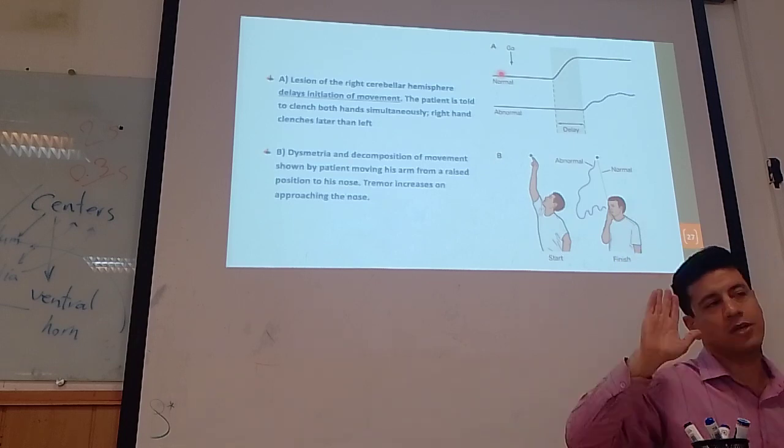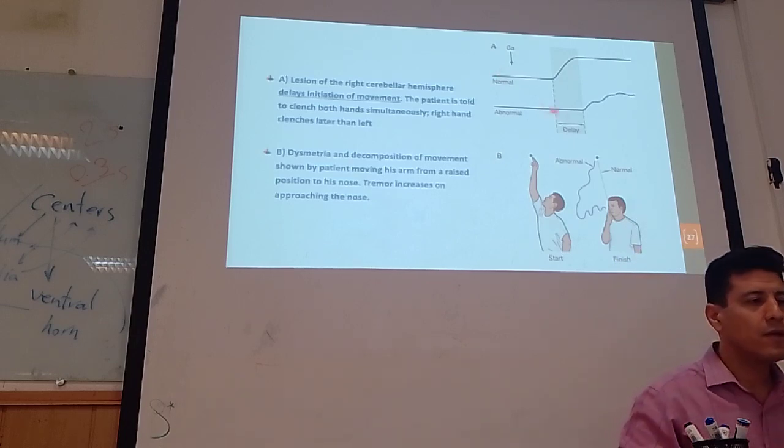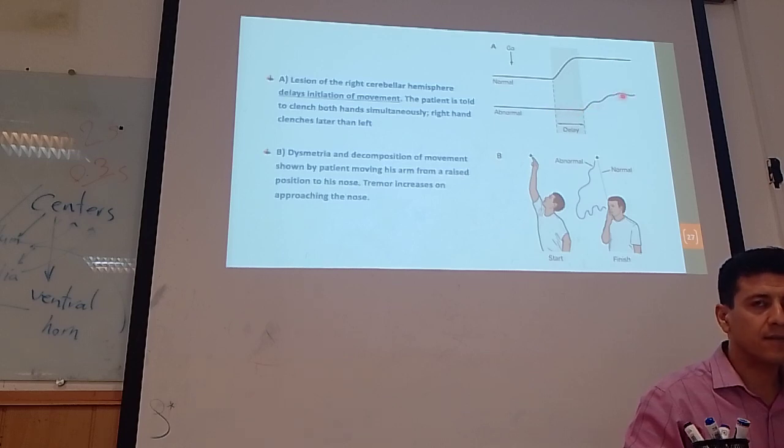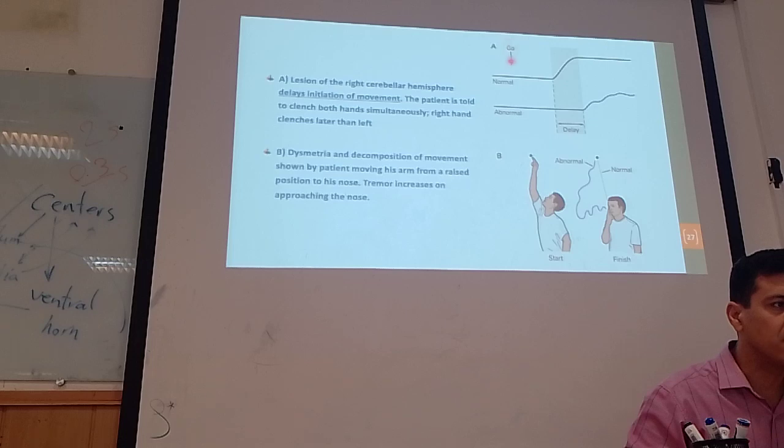When there is damage on the right side of the cerebellum, you can see a delay in the movement of the right hand. But the normal hand doesn't show any delay. When you ask the person to start the movement, after some milliseconds the movement is stopped. In the right hand, the movement happens slower and there is also a delay.